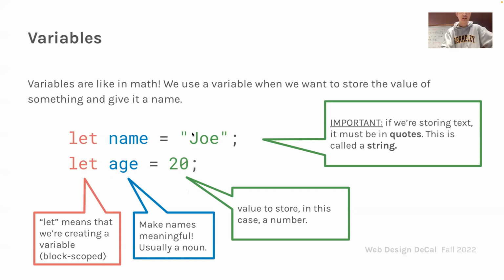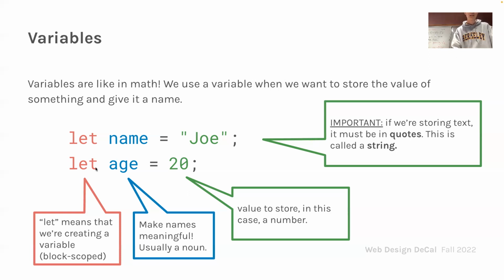Again, just reiterating the structure, let name is our declaration. We're saying, hey, there's a variable that's called name. Equals Joe is giving this variable a value of Joe. So if we ever reference name in the future in this program, it will have that value of Joe. Okay, and similarly, we can assign numbers to variables.